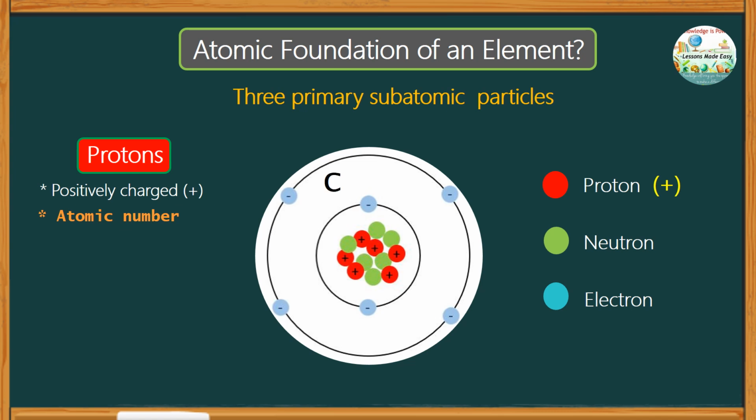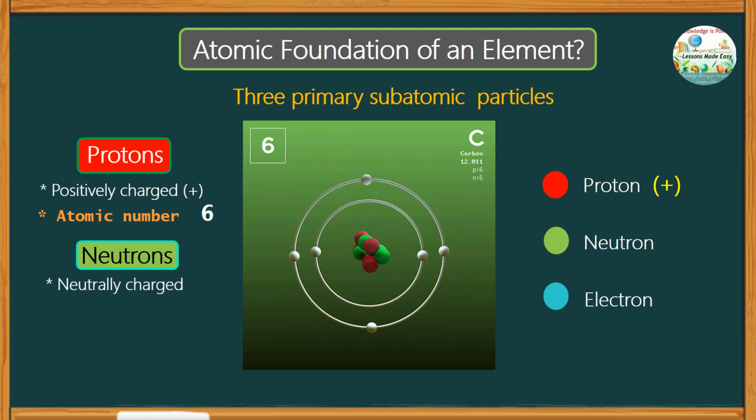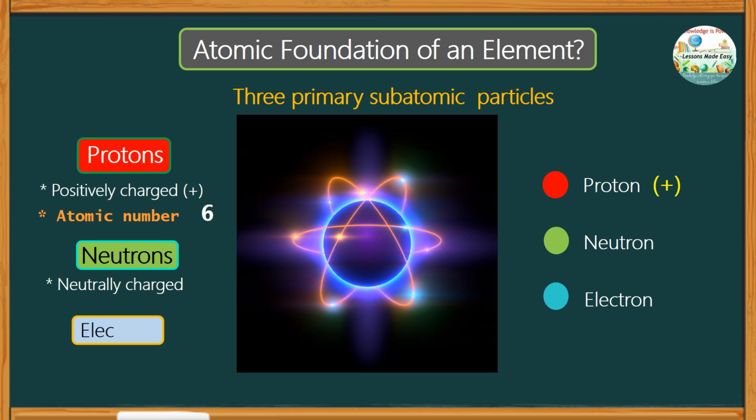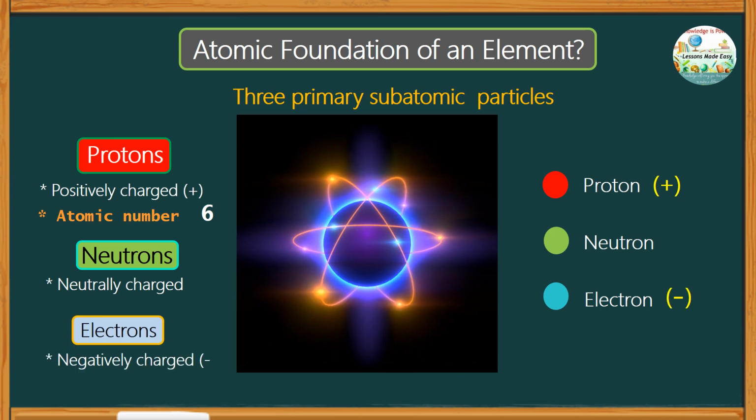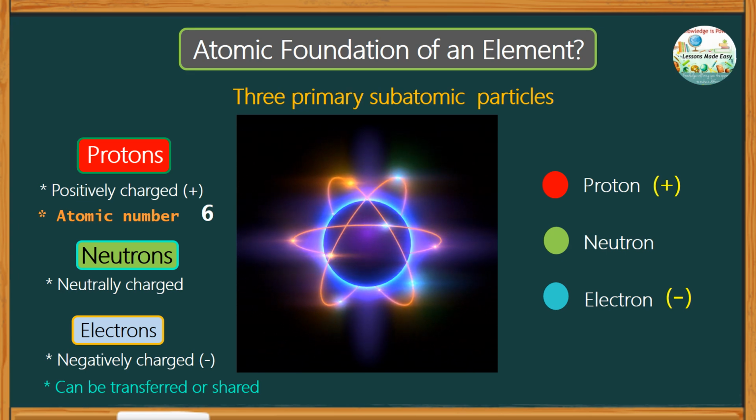For example, carbon has an atomic number of 6. This means a carbon atom has 6 protons. The neutrons, which are neutrally charged, are essential for holding the nucleus together. Positively charged protons would otherwise repel each other, but neutrons' presence and the strong nuclear force overcome this repulsion. And we also have the electrons, which are negatively charged, that orbit the nucleus. Electrons can be transferred or shared between the atoms to form chemical bonds.